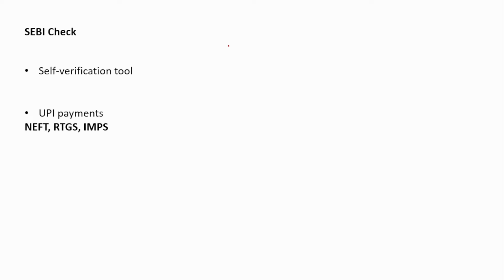Next, what is this SEBI Check? It is a self-verification tool. Say this UPI ID is there. Suppose you are not making payment through this UPI ID. You are making the payment through NEFT or RTGS. If you want to make payment through NEFT or RTGS, you have to have the bank account number, right? And also the IFSC code of that particular entity. Only then can you make a payment.